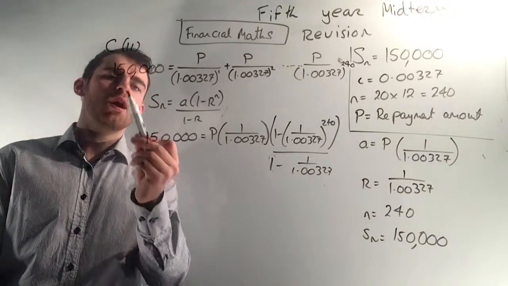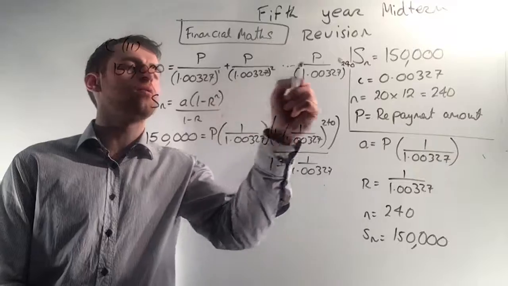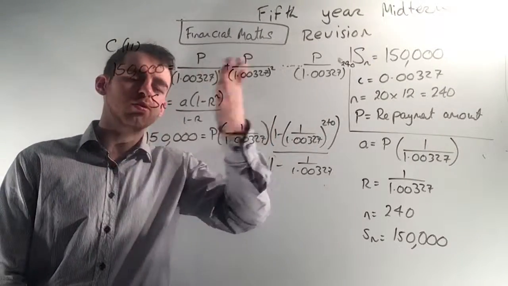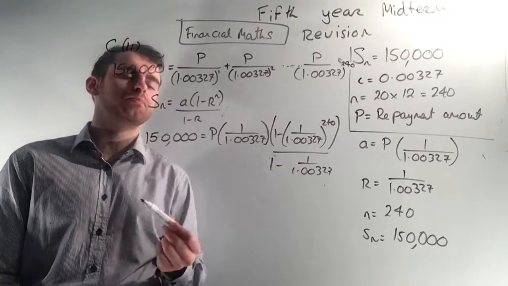describe what's happening. I know that the 150,000 euro is going to have to be equal to all of the repayments he makes. Now, clearly there's 240 repayments in this row, so I'm not going to write them all out. But it's important to write the first few and then the last one.